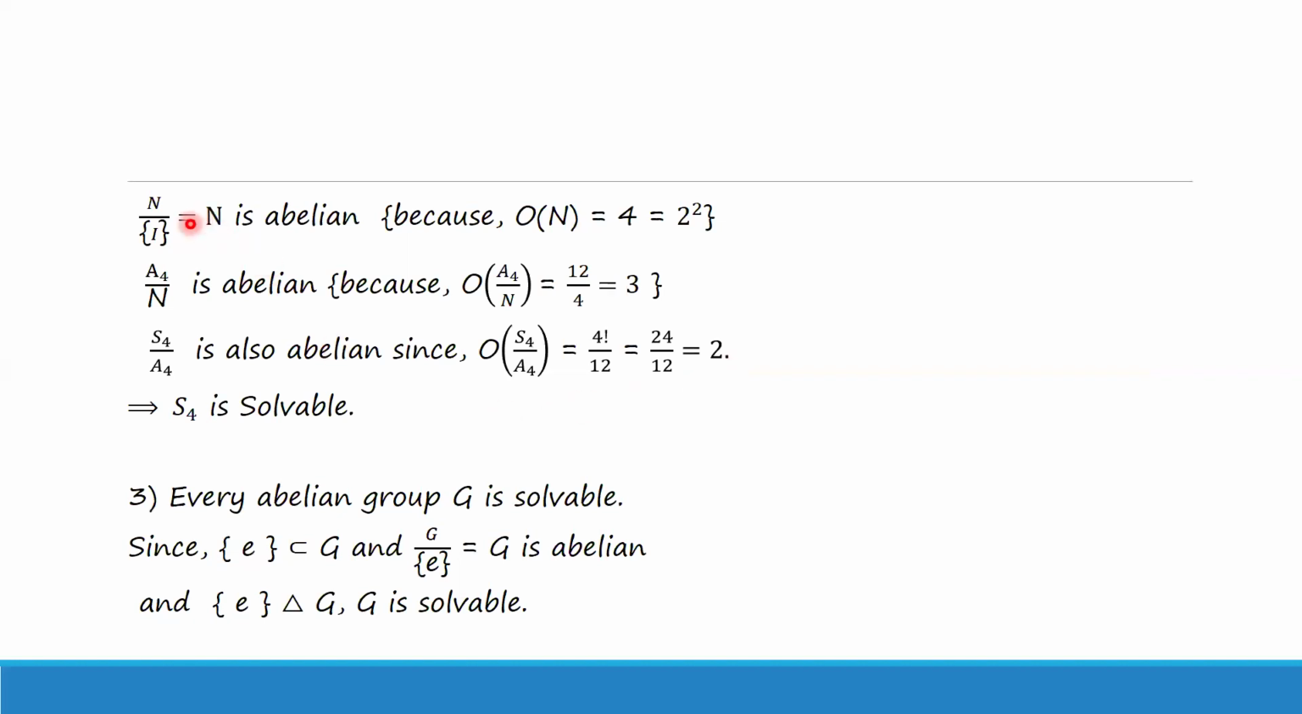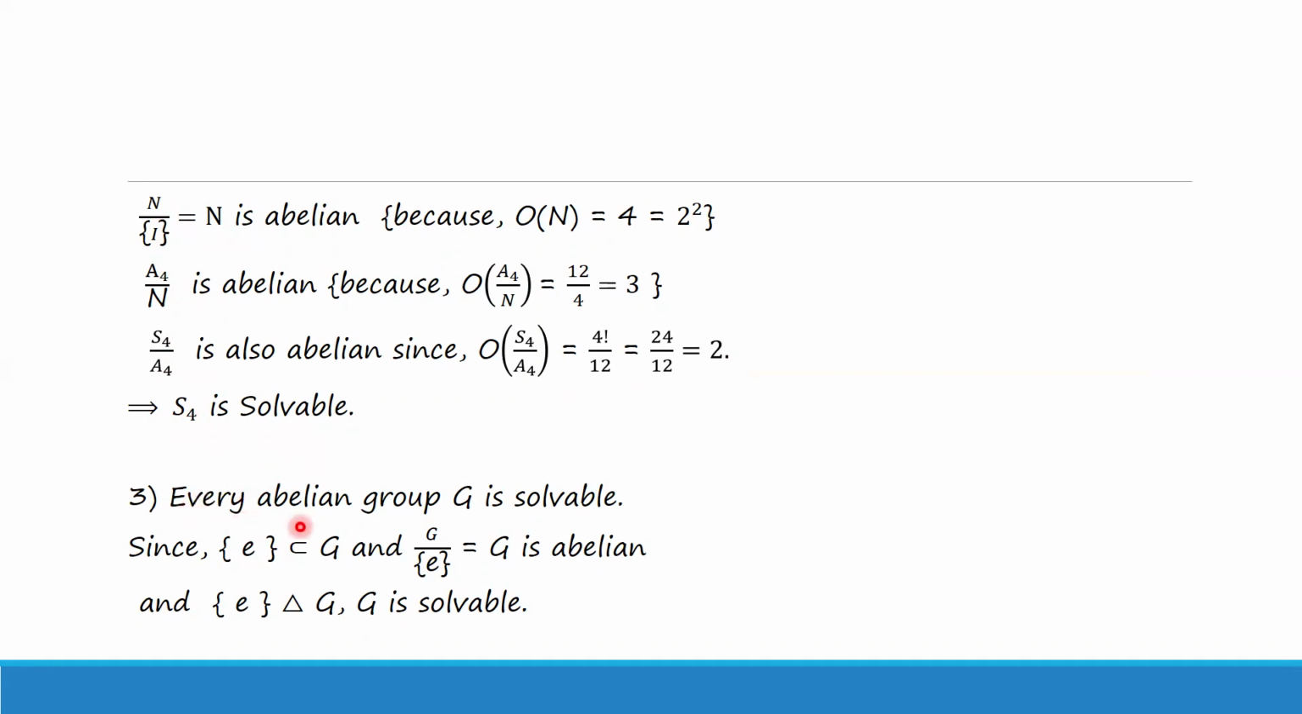Therefore, all these quotient groups are abelian, and apart from that, I is normal in N is normal in A4, and A4 is normal in S4. Therefore, S4 has a solvable series and hence it is solvable, right?